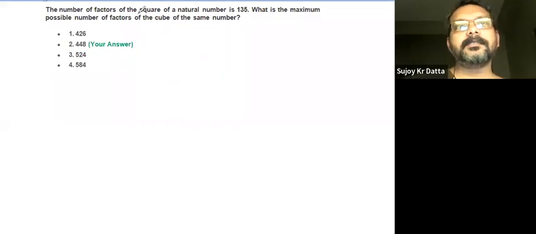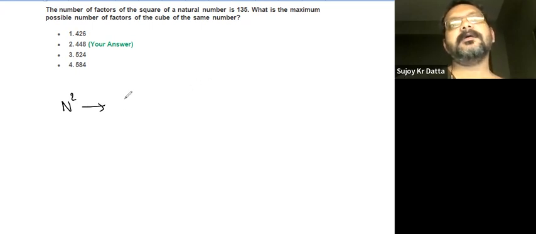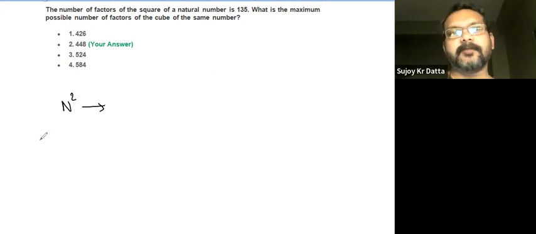So here it says that the number of factors of the square of a number is 135. So n squared, if you look at it, will have the number of factors as 135. So it would have some prime numbers. The powers of those prime numbers, we add 1 to each and multiply, that gives us 135. So let's factorize that in the lowest form.